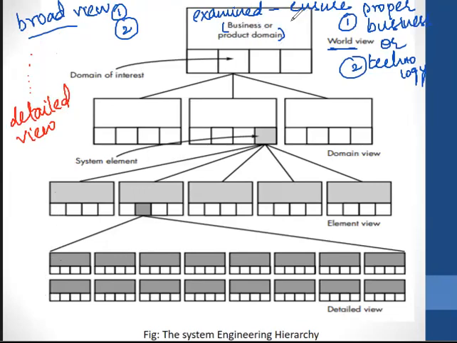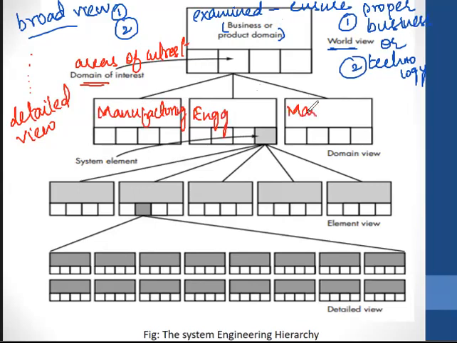Now within this process, whenever you're examining the business or product domain, you're going to identify the domain of interest. Now what is the domain of interest? It means the different areas of interest. Whenever you're designing a particular software, the different domains of interest can be the manufacturing field. Manufacturing is one domain, engineering is another, marketing and finance. These are the different domains. Whenever you're examining a business or a product domain, you get to know the different domains of interest. This is again a broader view.